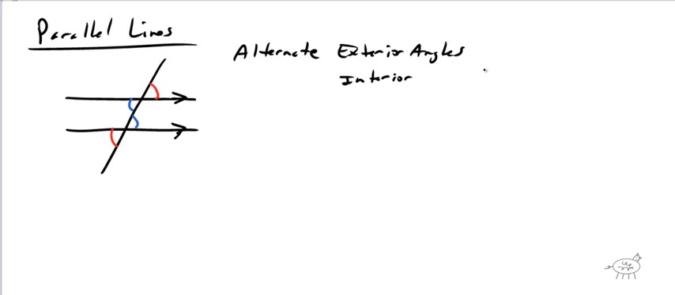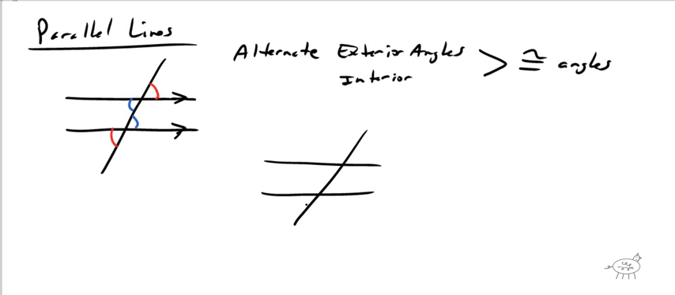angles. Okay, what can you tell me if those lines are parallel? What can you tell me about alternate exterior angles and alternate interior angles? You can tell me that they are congruent angles. Okay, pretty easy, right?